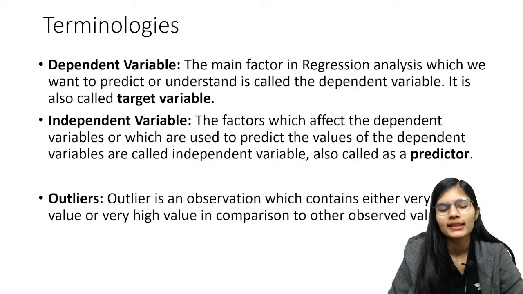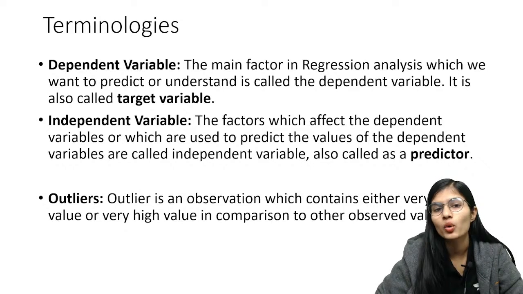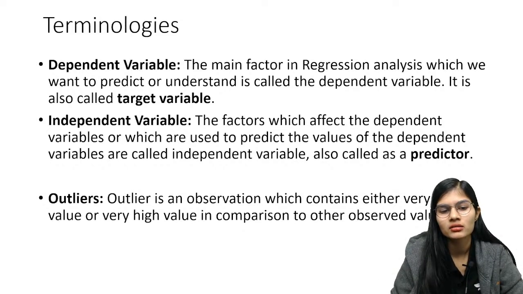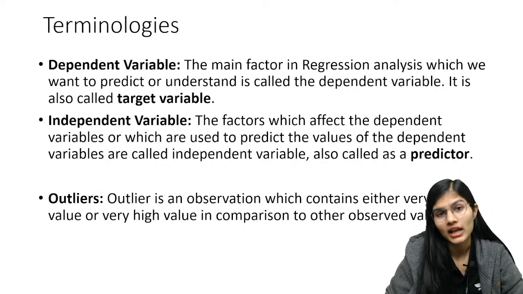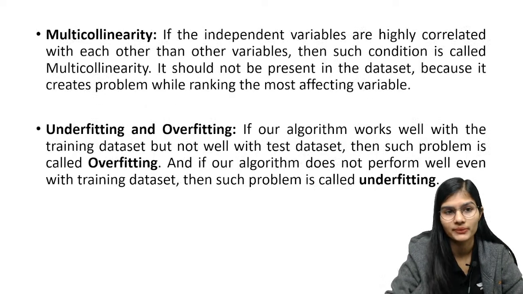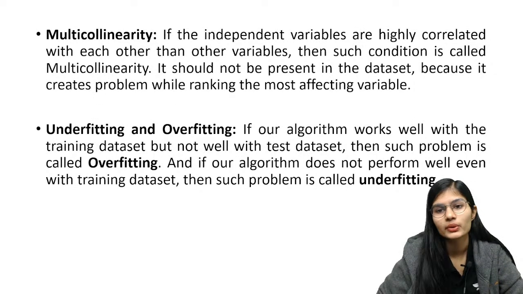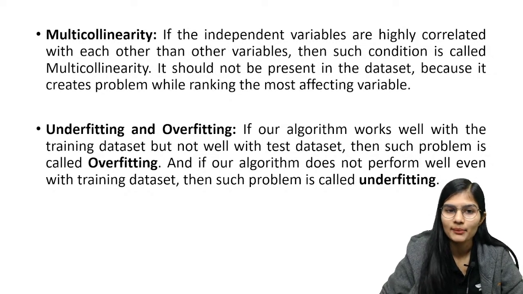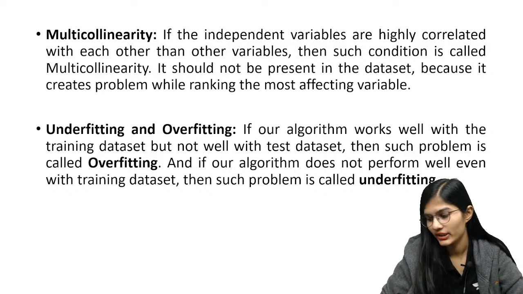Okay, next we have the outliers. Outliers are the unwanted values which we do not require in our data. Let's say I have a range of values from 1 to 50, and in case I get any value which is far beyond 50, I'll say that is an outlier, because it is an unwanted value for me. Next we have multicollinearity, where all the variables are highly correlated with each other, and in that case we say it is a condition of multicollinearity.